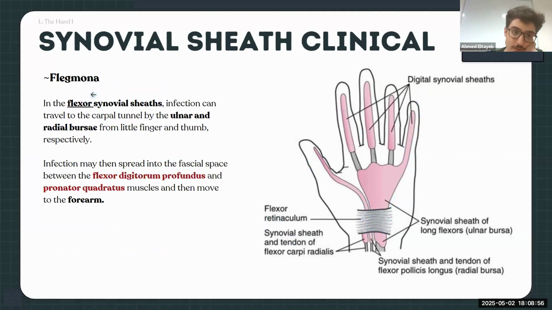And we call this phlegmona. I don't know if I pronounced it right, but this is how it's written. And it's in the flexor synovial sheaths. If you have a palmar cut in your pinky or in your thumb, this is a risk factor for this. So once again, infection may spread into the fascial space between the flexor digitorum profundus and pronator quadratus. Where are we talking? We're talking right here. And then it could even spread more and deeper through your forearm, presenting with further complications.